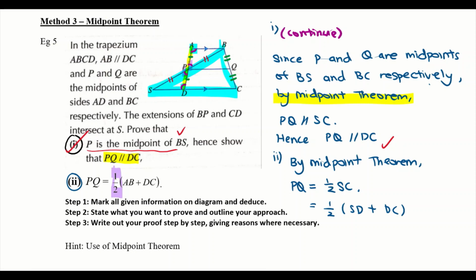Why do I want to do this? Do you know that SD is actually equal to AB? This is due to congruency. I can replace SD with AB. And that is what they want us to show. So we are done with this question.